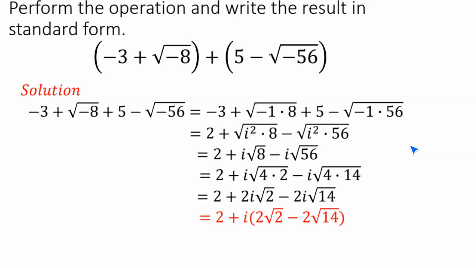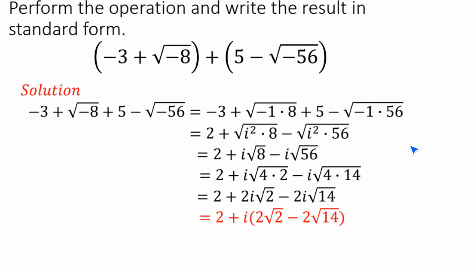This is the real part, the 2, and my imaginary part is this, the I, 2 square roots of 2 minus 2 square roots of 14. Now, also, another thing to keep in mind is it doesn't matter if you put the I in the front or in the back, okay?